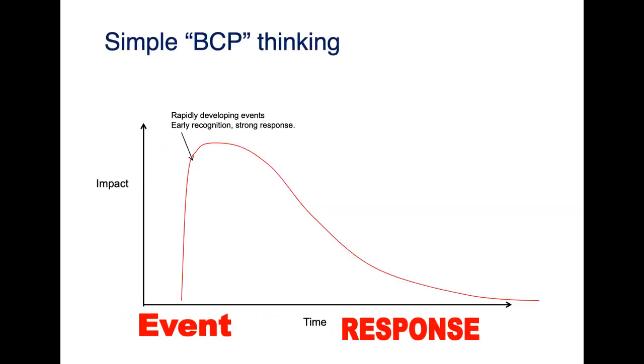In a simple approach to business continuity planning, you would say an event occurs, and it causes a very rapid impact on the business. This is impact on the scale and this is the timeline along here. The event occurs and the impact is almost immediate. These are rapidly developing events, and you quickly recognize that there's something wrong and you respond appropriately, you respond strongly. Then because you've responded, you reduce the impact on your business, and eventually over time, there is no impact. Again, a lot of textbooks show this idea.